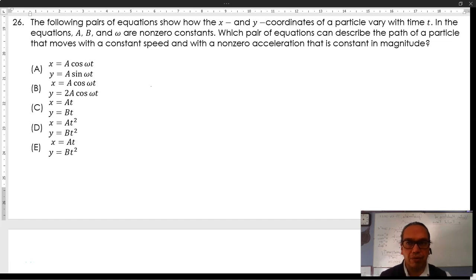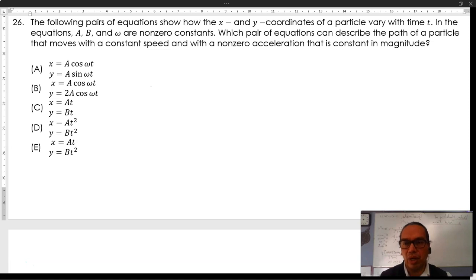26. The following pairs of equations show how the x and y coordinates of a particle vary with time t. In the equations, a, b, and omega are non-zero constants. Which pair of equations can describe the path of a particle that moves with a constant speed and with a non-zero acceleration that is constant in magnitude?